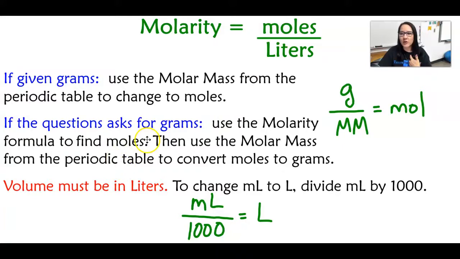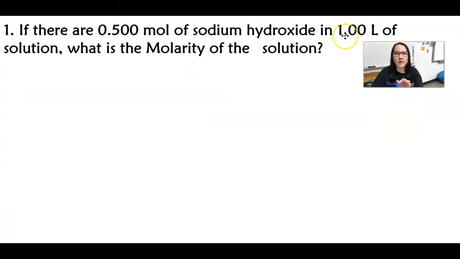If the question asks for grams as your final answer, you're going to calculate the moles, and then you're going to determine the amount of grams using the molar mass in the periodic table. If they give you the volume in anything other than liters, you're going to have to change it to liters. So for us, we're generally only going to be given it in milliliters and then convert it to liters by dividing by 1,000. So milliliters divided by 1,000 is going to equal liters. So now we'll do some example calculations of molarity.